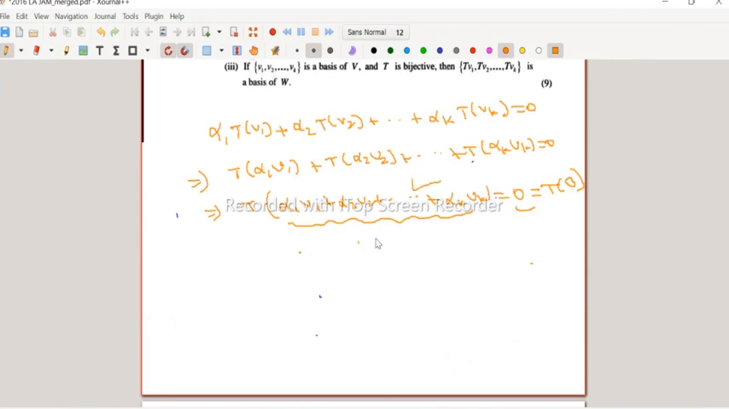But this element maps to 0. That means this element should be 0. That is alpha 1 V1 plus alpha 2 V2 plus etc. plus alpha k Vk must be 0 because T is 1-1. Only 0 maps to 0. But this element maps to 0, therefore this element should be 0.